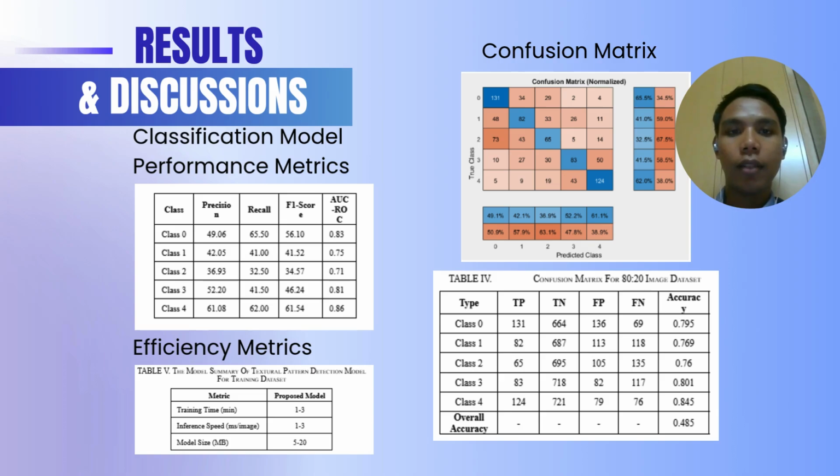You can see on the right side the confusion matrix for our image datasets with the ratio of 80 by 20. So we have a total of 1,000 images. So there should be 800 trained images and 200 test images. If you look at the table right here, class 4 has the highest accuracy and the least accurate should be class 2, and the overall accuracy yielded is 0.485.